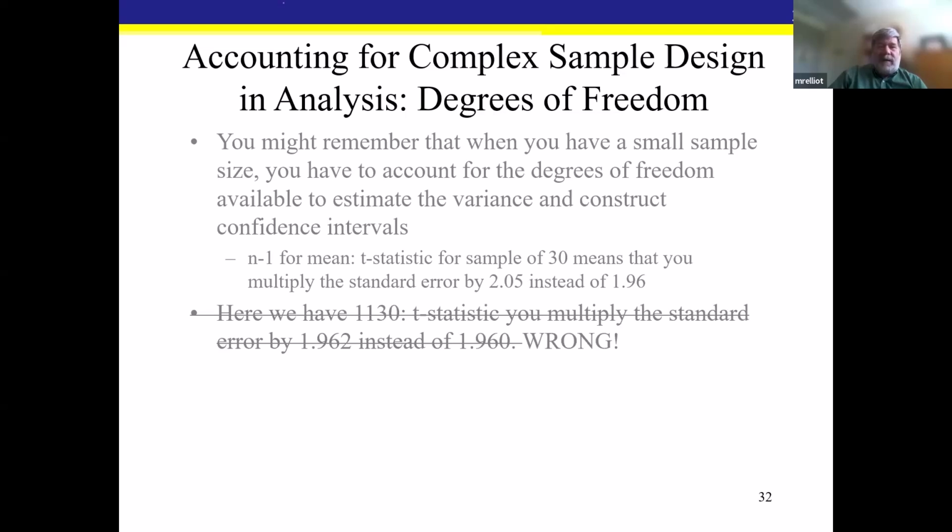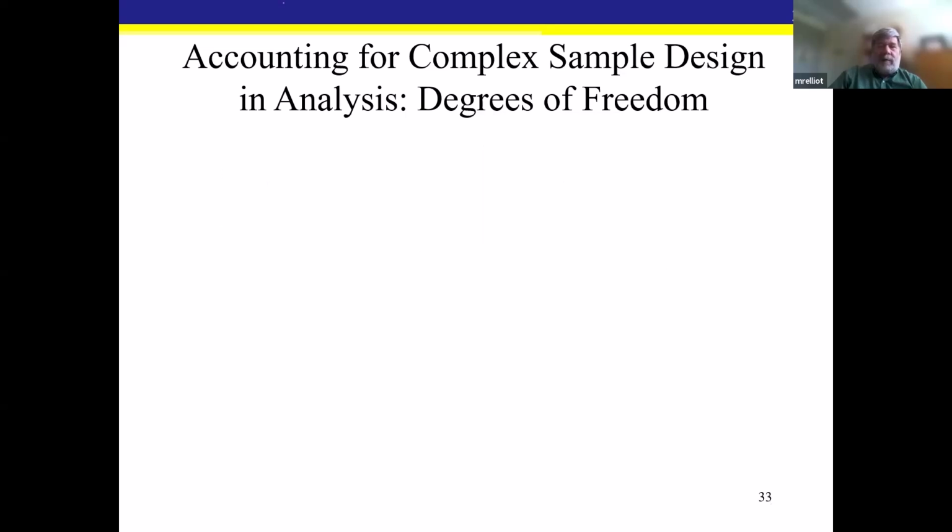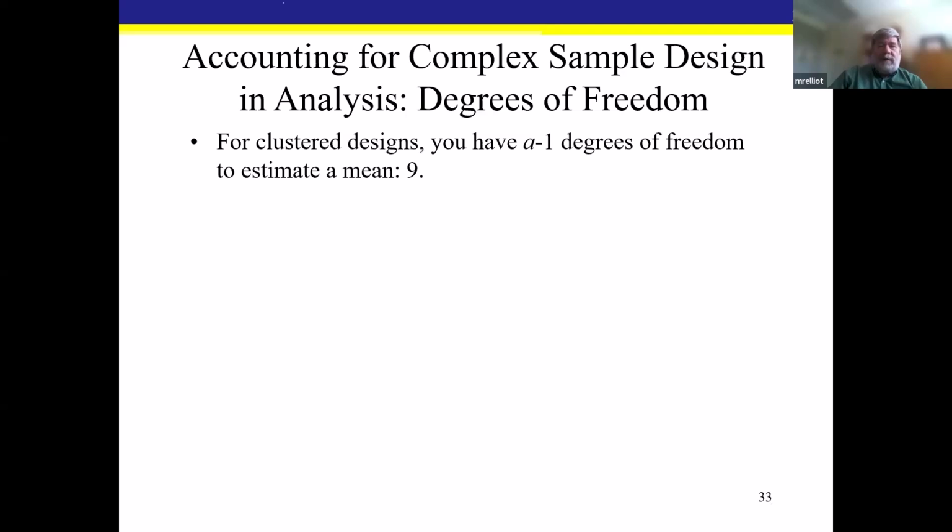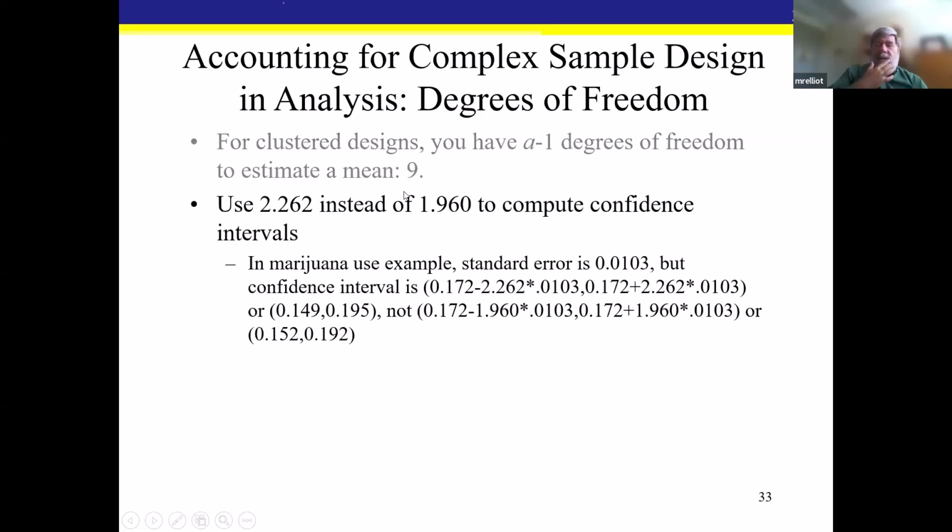So that would be if you had a simple random sample. For cluster designs, for the mean, you have a minus 1 degrees of freedom to estimate a mean. So that's 9, right? 10 minus 1. So essentially, we're using 2.262 instead of 1.960 to compute confidence intervals. Not a huge impact, but enough that it's worth accounting for, right?